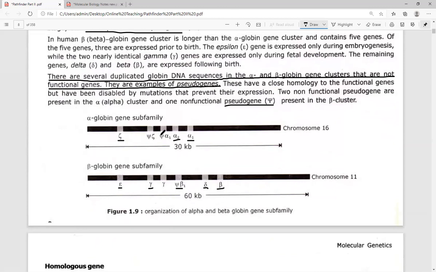Present in the case of alpha gene cluster as well as in the case of beta gene cluster. You can look here. This is the psi which is present, psi zeta. Then there is psi alpha 1 which is present. Then this psi is also present in the case of beta 1, which will act as a pseudogene. Next.